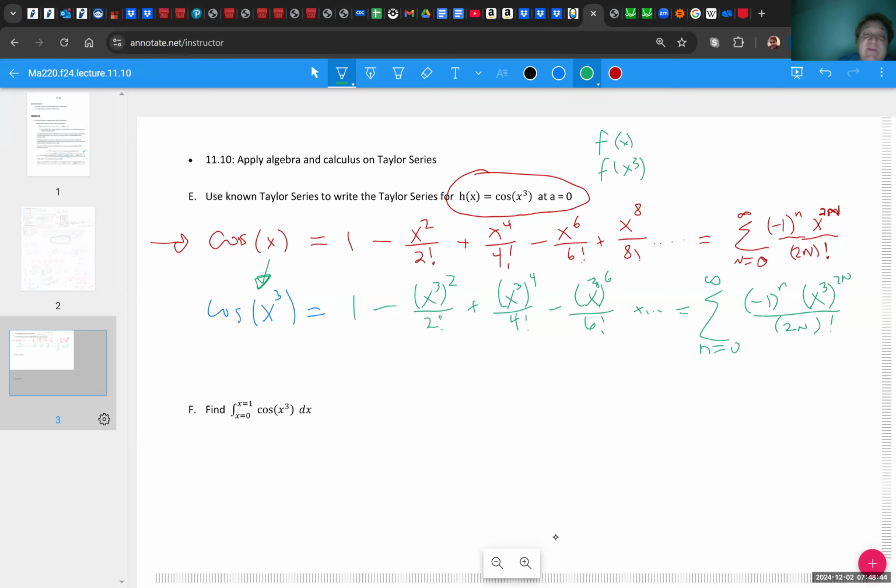In this case, I just substituted x cubed in for x, and I got the Taylor series for cosine x cubed. Let me clean this up a little bit so it looks a little nicer. Cosine x cubed. This is going to be 1 minus x cubed squared. Got to multiply those exponents out, so I get x to the 6th over 2 factorial. Then I have x cubed to the 4th, so x to the 12th over 4 factorial, etc.